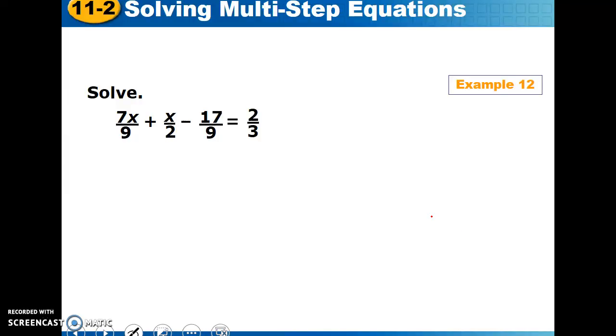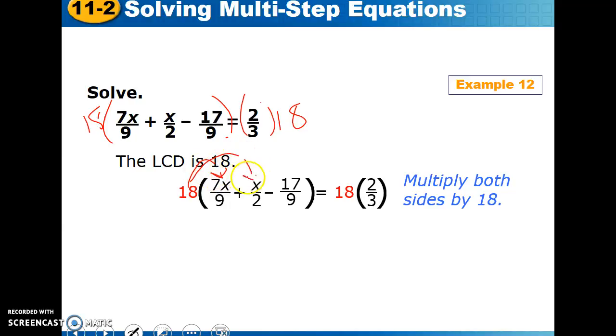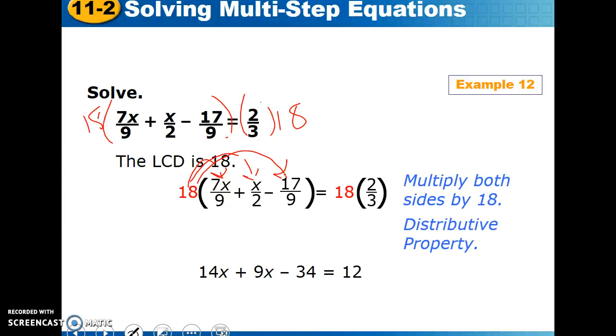Okay, so we've got multiple fractions. We've got denominators of 9, 2, 9, and 3. So first step, we have to find our least common denominator, which is 18 in this case. So we are going to multiply this side by 18 and this side by 18. Okay, and then using that distributive property where we're multiplying it by each term here. We have to multiply it by those 3 terms.